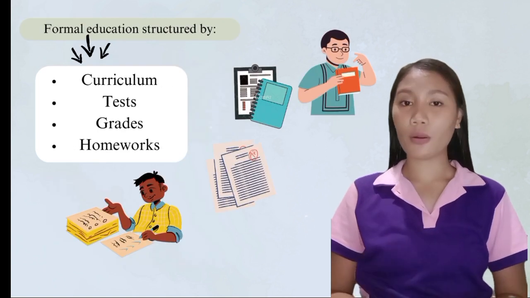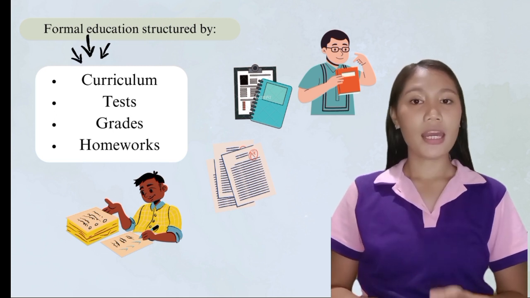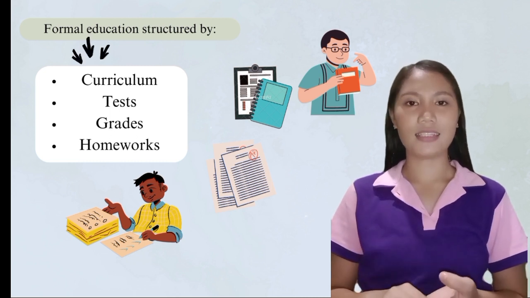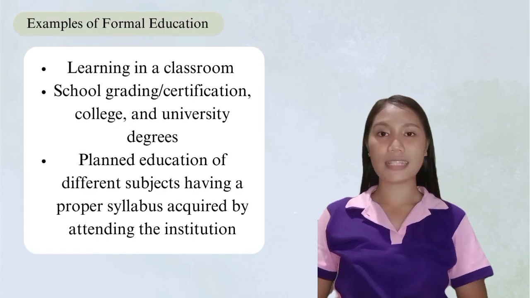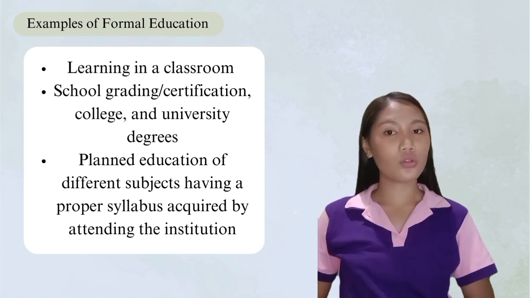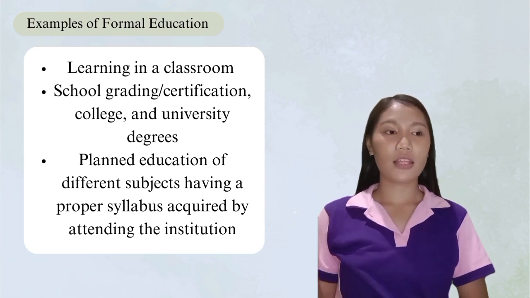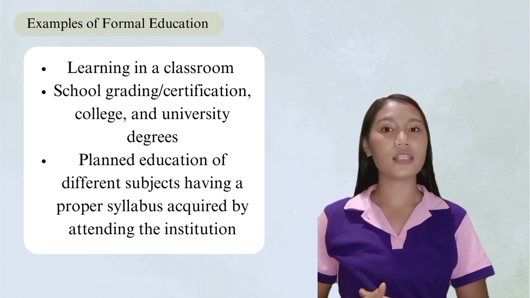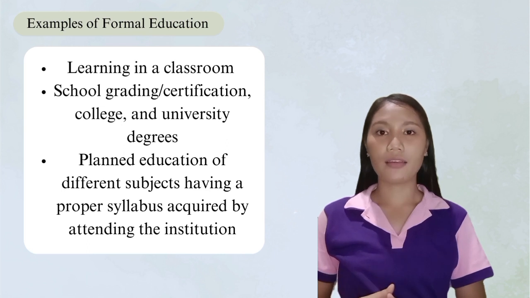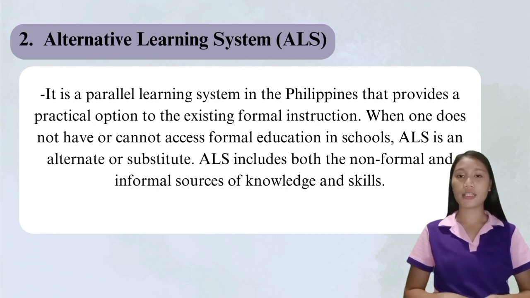Since the formal education is classroom based and managed by professional teachers, it is also structured by curriculum, grades, homeworks, and tests. So here are the examples of formal education. First is learning in the classroom. Second, school grading or certification, college, and university degrees. The third is planned education of different subjects, having a proper syllabus acquired by attending the institution. Let's proceed to the second structure for facilitating learner-centered teaching.